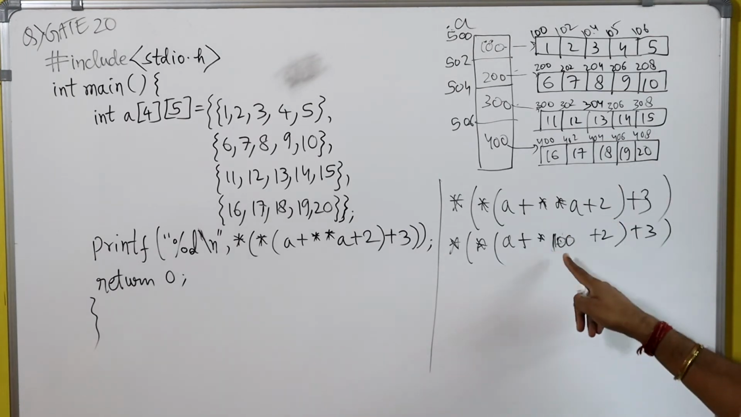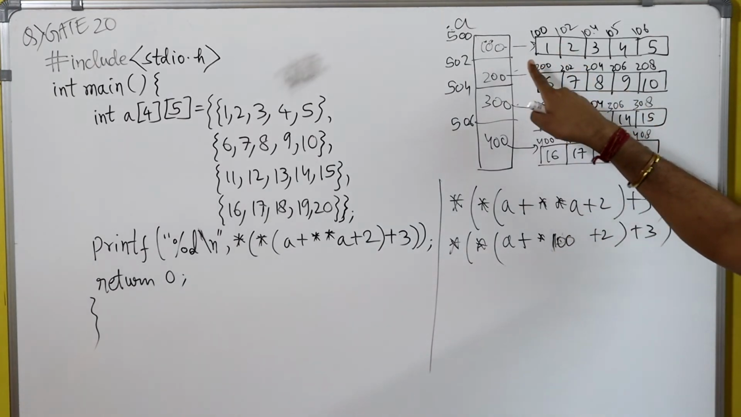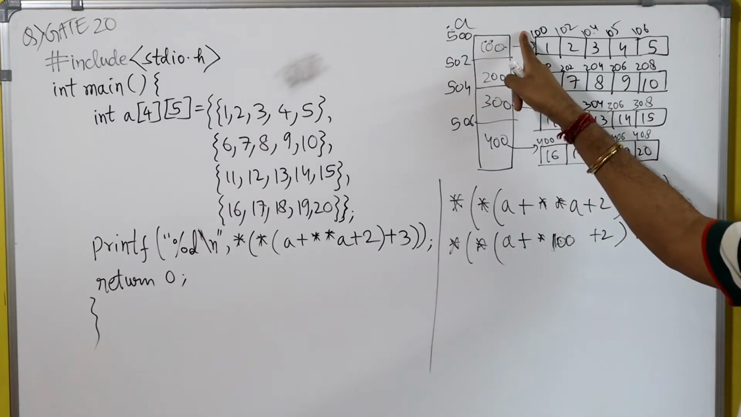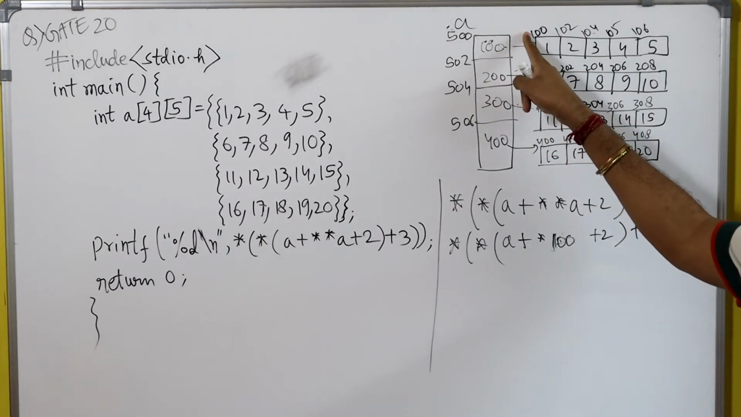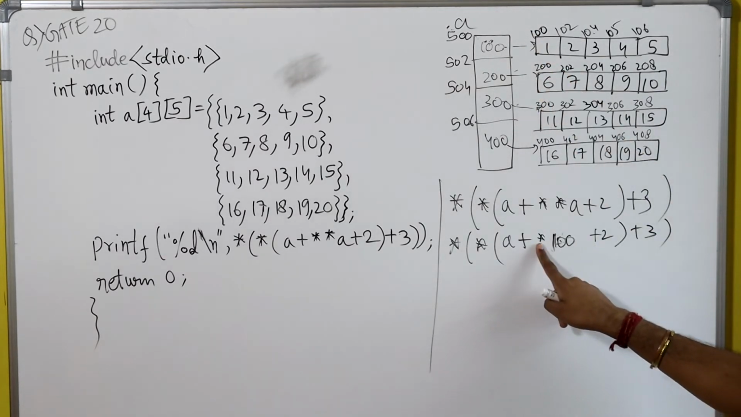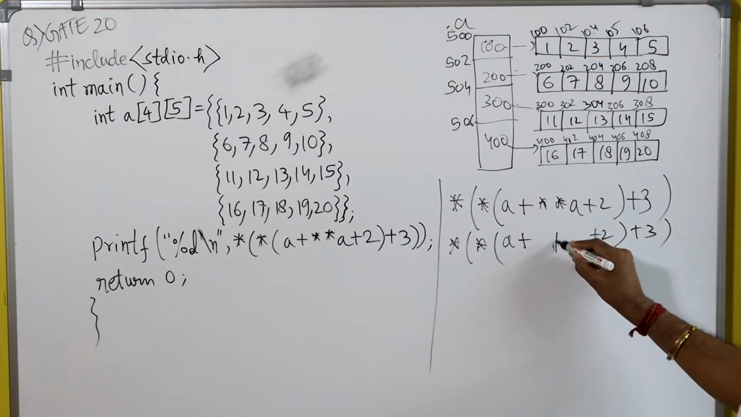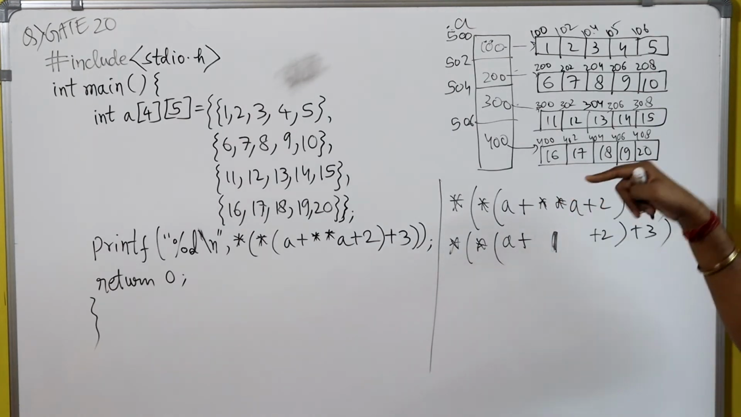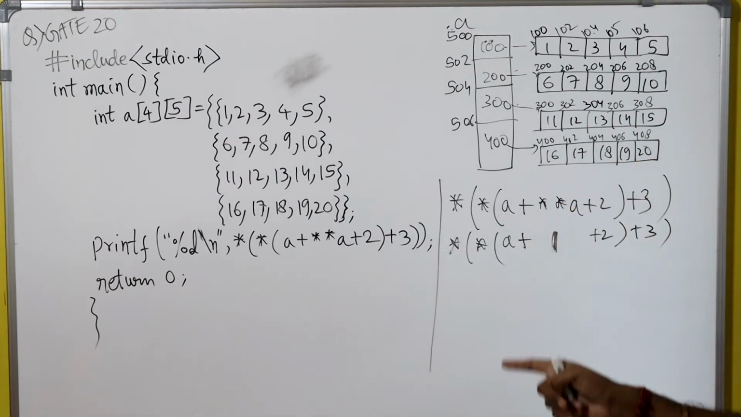So what is the value at the address 100? Let's come here. 100 means we are standing here. So what is the value at the address 100? 1. So here, at the place of star 100, I will write 1. You can see with the help of 2 star, we have accessed one element of this 2D array, that is 1.